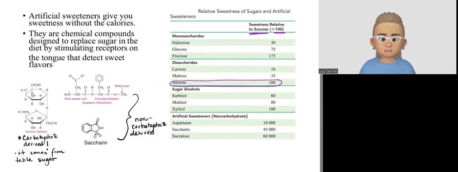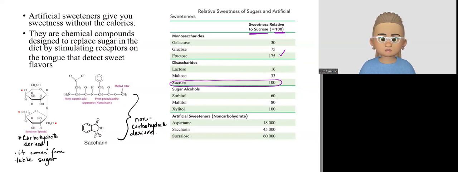You can observe that out of monosaccharides and disaccharides, only fructose is sweeter than table sugar. All of the other disaccharides and monosaccharides represented in this table are less sweet. When it comes to the sugar alcohols, you can see sorbitol, which comes from glucose, maltitol, which comes from maltose, and xylitol, which comes from xylose. Overall, sorbitol and maltitol are less sweet than table sugar, but xylitol is actually as sweet as sucrose.